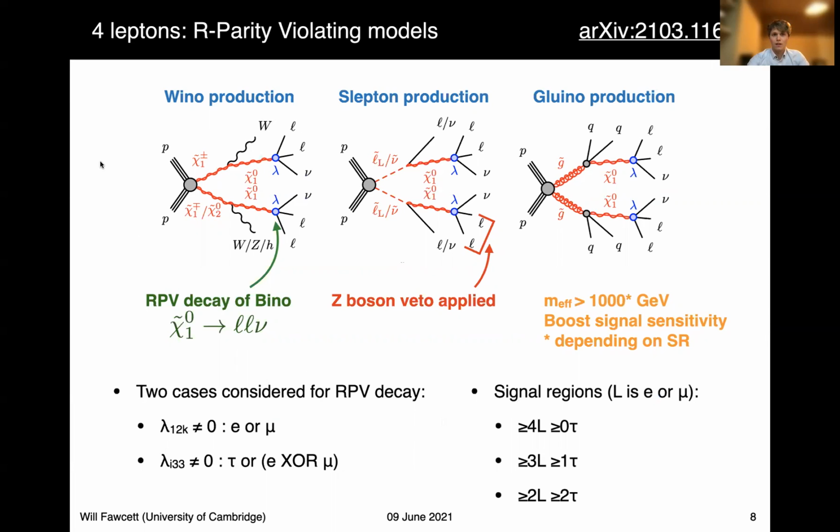In this case, the bino decays via an RPV coupling to 2 leptons and a neutrino. There's many RPV couplings that could have been turned on, but this analysis focuses on the 2 scenarios listed here, where the leptons can be either electrons or muons, or they can be taus and either electrons or muons. The signal regions are split depending on the lepton requirements shown on the right here, with different combinations of light leptons and taus.